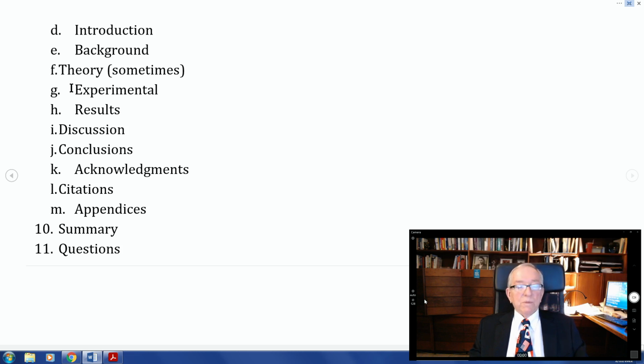Experimental, if there's experimental work to be described, the equipment and the methodology and so on. And then results, and then discussion. Sometimes those are included together, results and discussion, more commonly than not. So this is where you read how did they do it, and what did they do, and then what do they think it means.